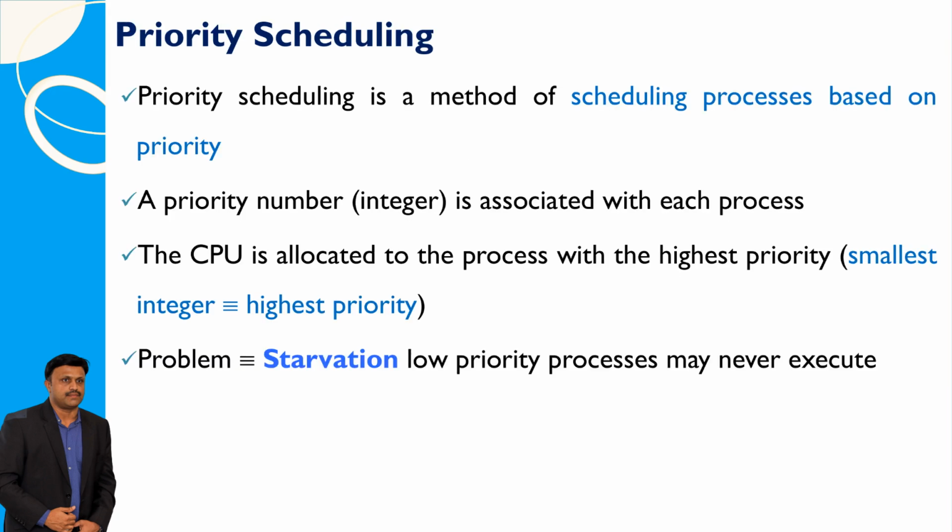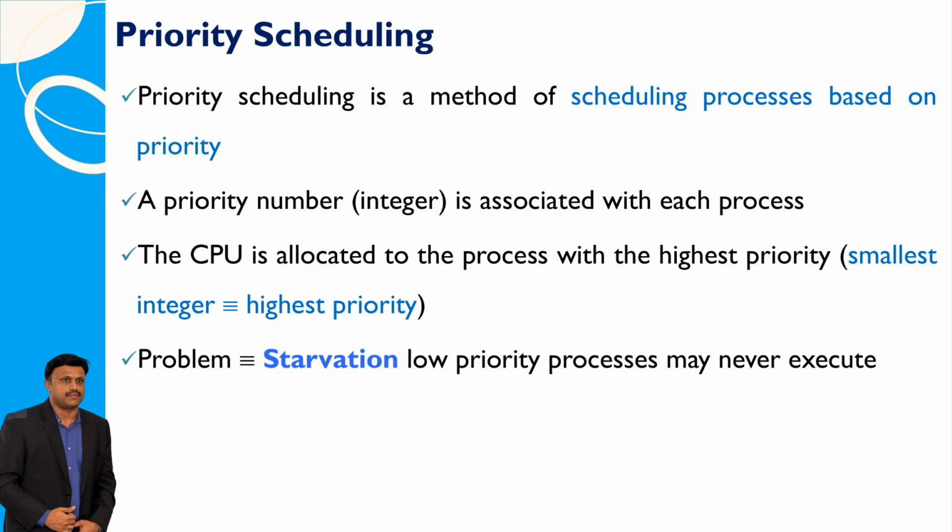Priority scheduling is a process management approach that assigns priorities to processes, typically through integer values. The CPU is allocated to the process with the highest priority, where smaller integers signify higher priority. However, a notable issue with this method is the potential for starvation, where lower priority processes may never get a chance to execute.